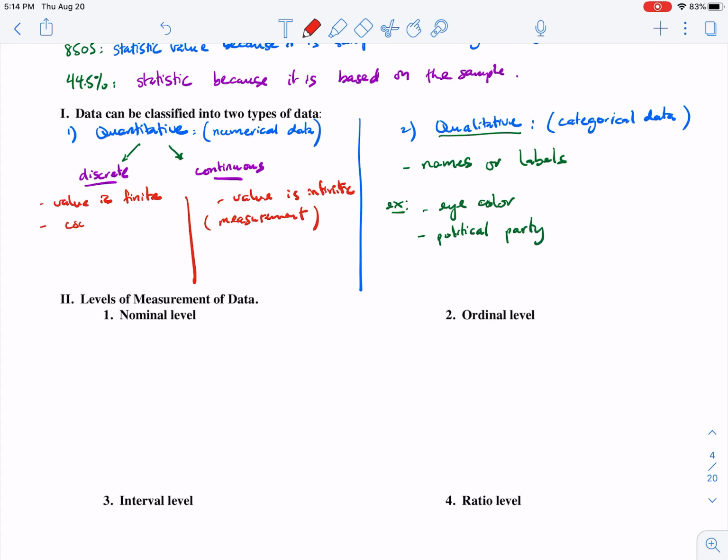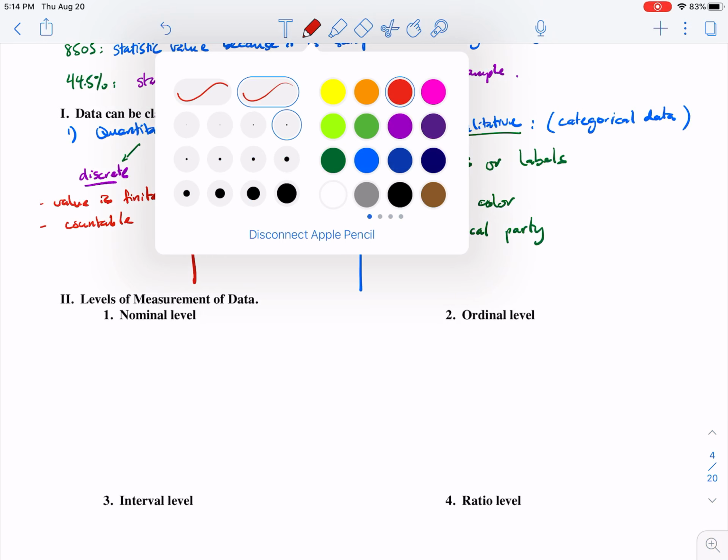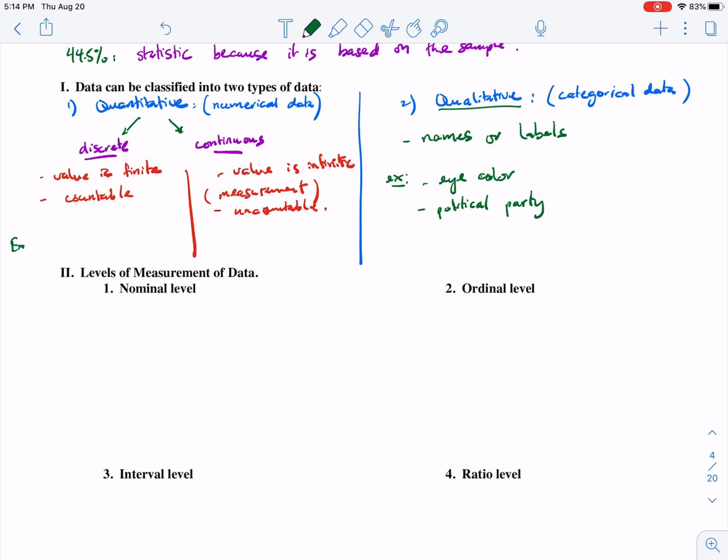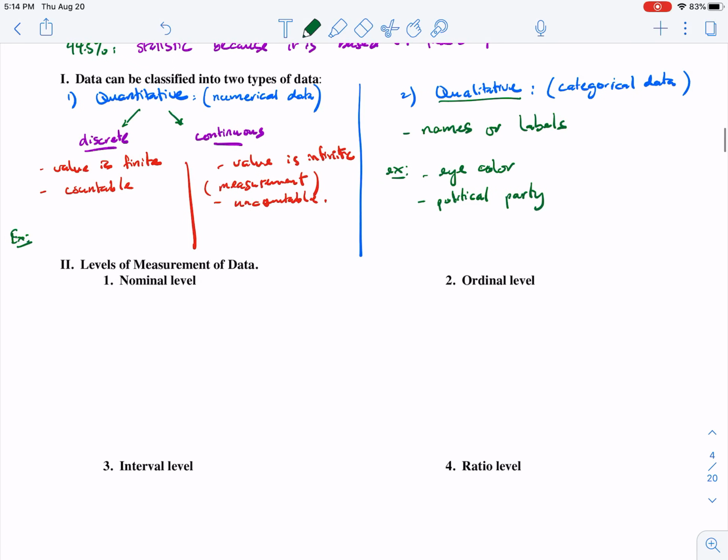Discrete is more like countable data, and continuous will be uncountable. Some examples. A discrete quantitative example would be the number of eggs in a carton. Well, there's a fixed number of eggs in a carton. There's just no way around it, right? So that's discrete.